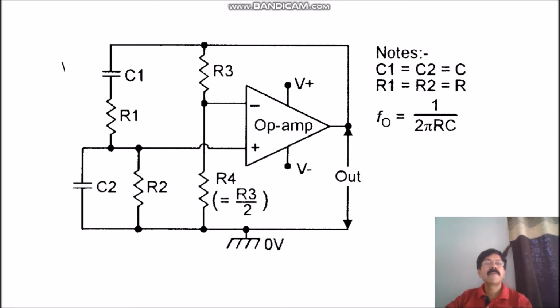So remember friends, the junction where R1, C1 and R2, C2 meet is connected to the non-inverting end. Similarly, the resistor divider network is connected to the inverting terminal. In this way, we can remember our Wien bridge oscillator.